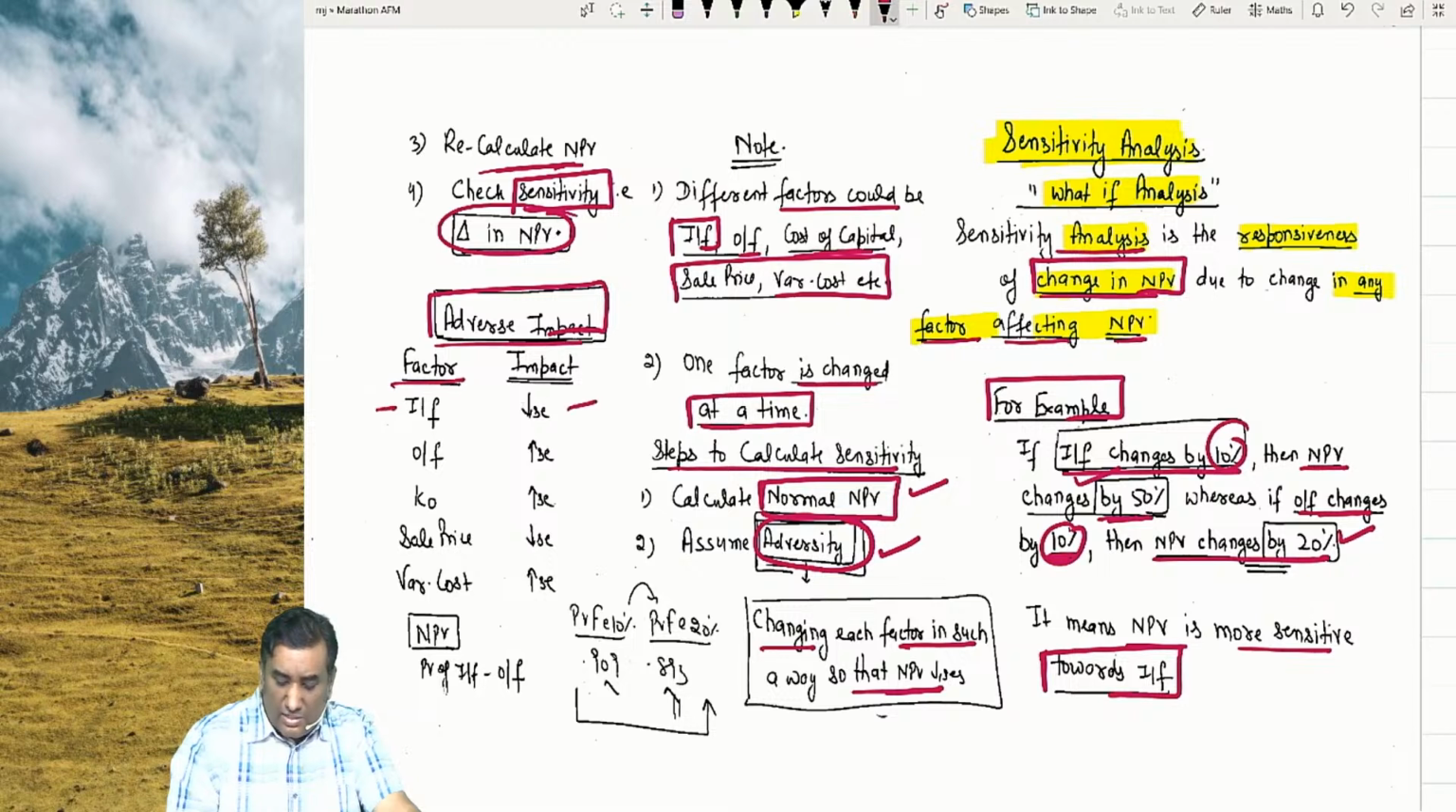Factor inflow decreases adverse, outflow increases adverse, KO increase adverse, sale price decrease adverse, variable cost increase adverse, and then we can calculate the NPV. KO I have taken it here. Sir, why did you take KO increase? Because when you increase the KO, your present value factor reduces.